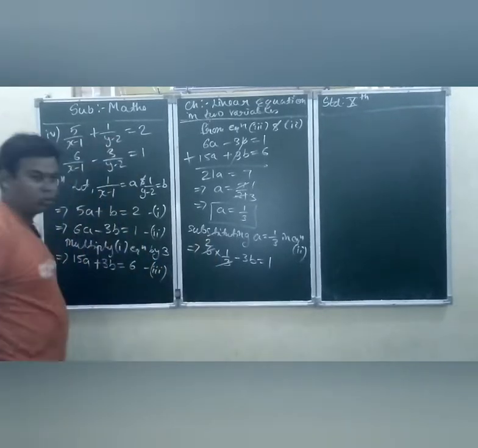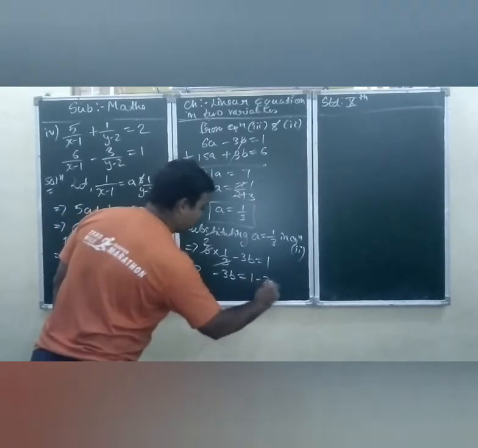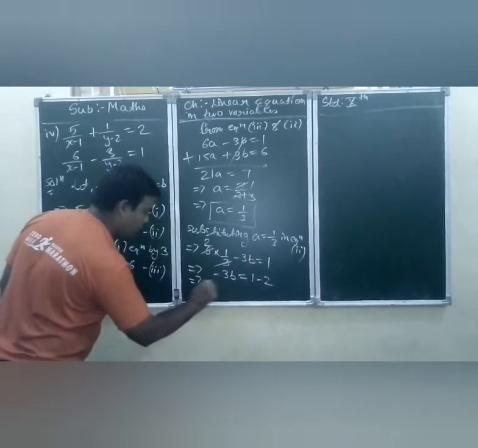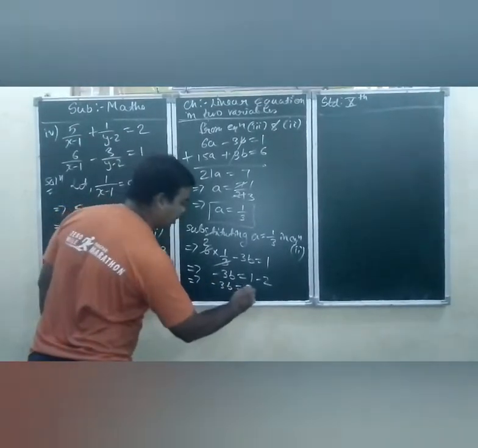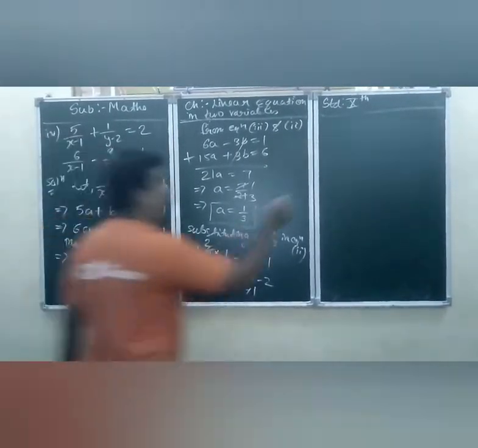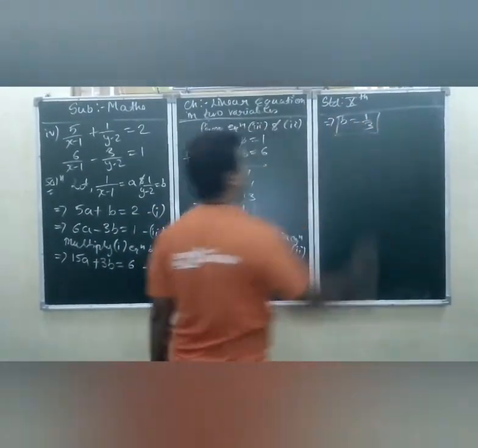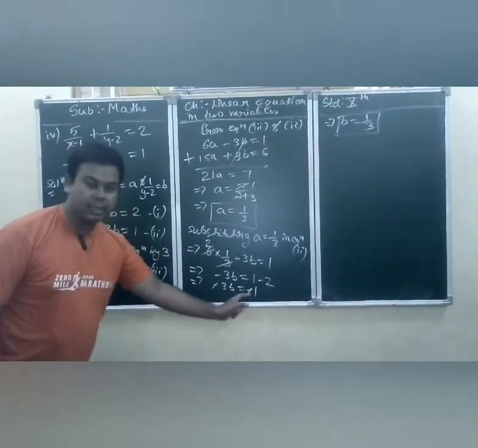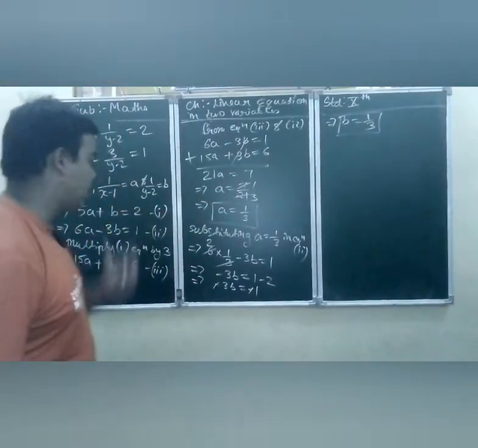3 into 6 is 2, so 2 - 3b = 1, and we transpose the 2. So -3b = 1 - 2, which is -1. The minus signs cancel, so the b value is 1 by 3. B equal to 1 by 3, and a is also 1 by 3. Both the answers are the same.